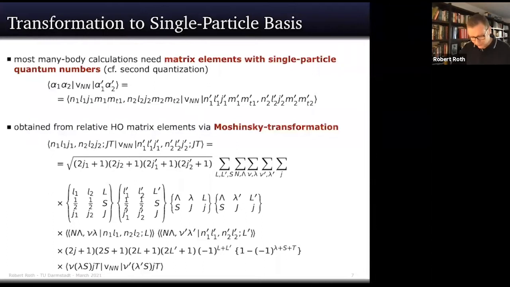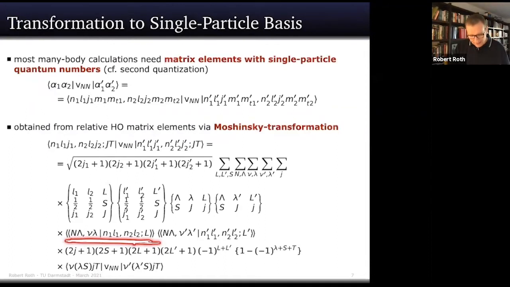And just to show you all the beauty behind it, this is it. It looks terrible, intimidating, scary. You see all the goodies of angular momentum physics in there. There's a so-called 9J symbol, a 6J symbol, lots of phase factors. And these things here are something very special. They are called either Talmi-Moshinsky coefficients or harmonic oscillator brackets.